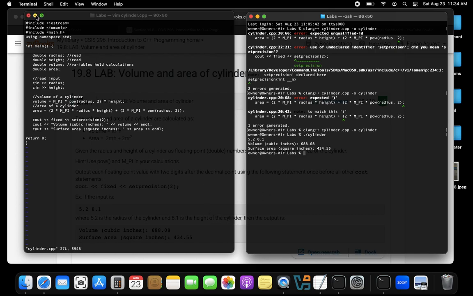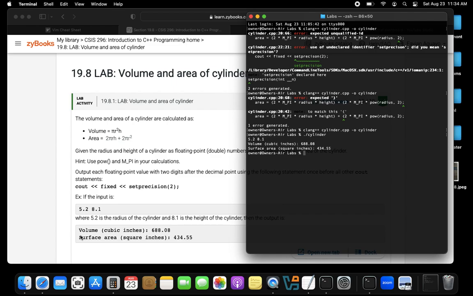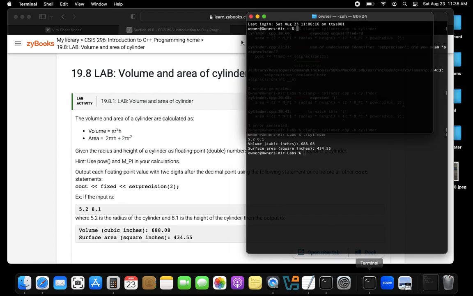If you look here, look at our output. Volume, cubic inches, double, surface, double. And then we match here surface area, volume, and look at our doubles, 688.08 and 434.55. Alright, we did it. Good job, everyone.